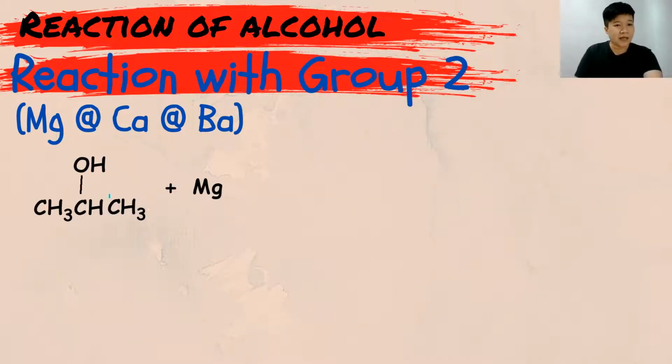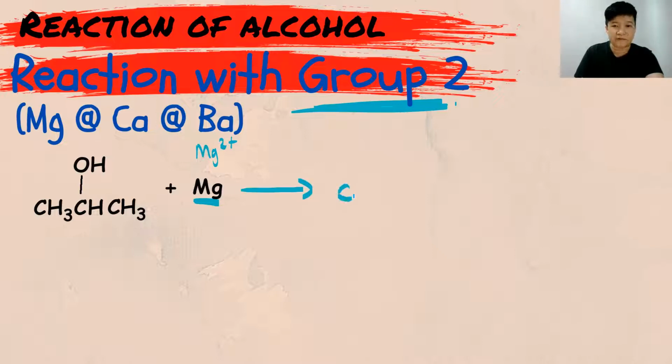The first example that I have over here is still your alcohol, but with Mg2+. We know that that is your group 2 metal. And the product that you will form, everything remains the same. Just copy that.